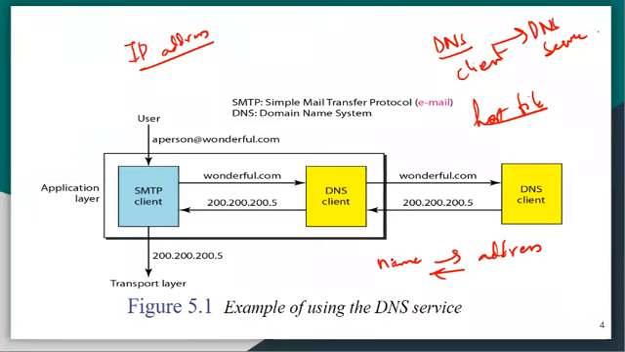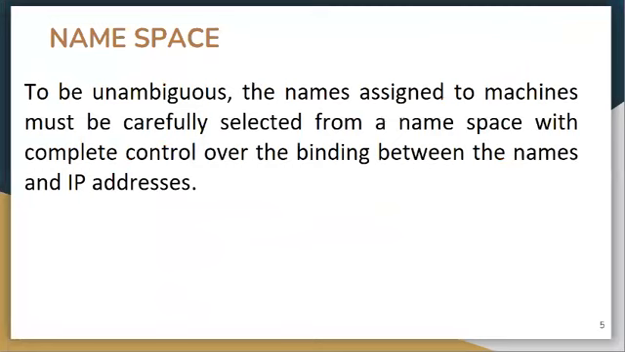So there are various subtopics in this DNS, and we will be seeing them. First and foremost is the namespace. To be unambiguous, that is, to not cause confusion, the names assigned to machines must be carefully selected from a namespace. So there is a namespace so that there is no confusion among different computers, with complete control over the binding between the names and the IP address. Once you have selected a name, you have to have the mapping with the IP address, right? In other words, the names must be unique.